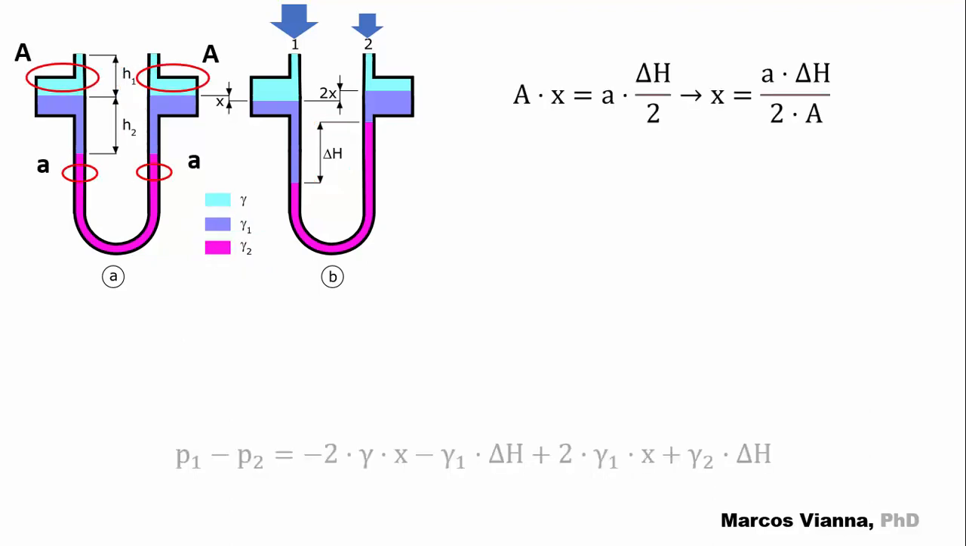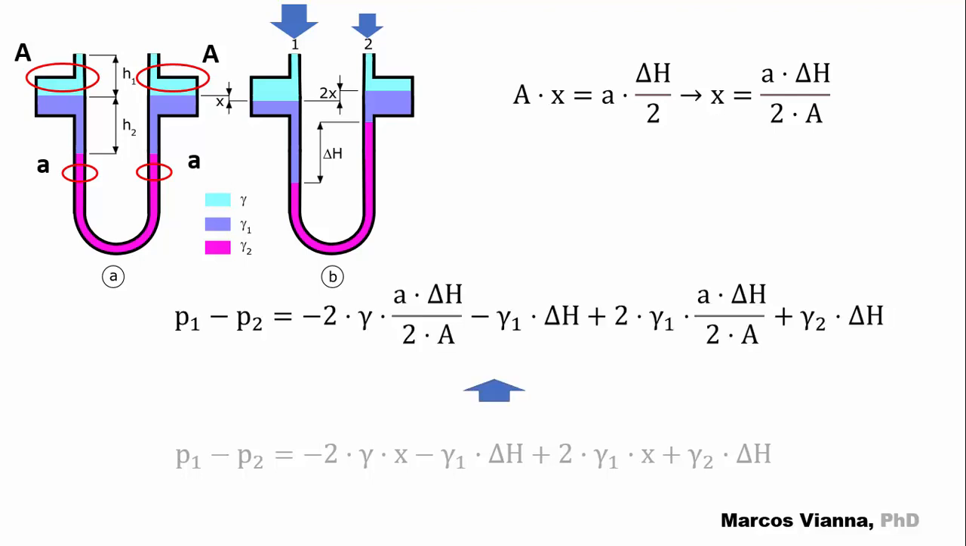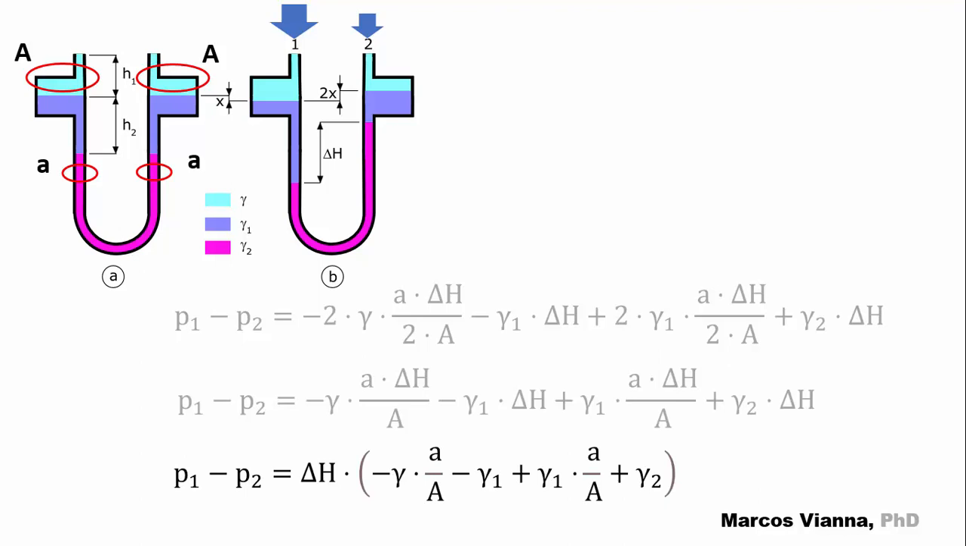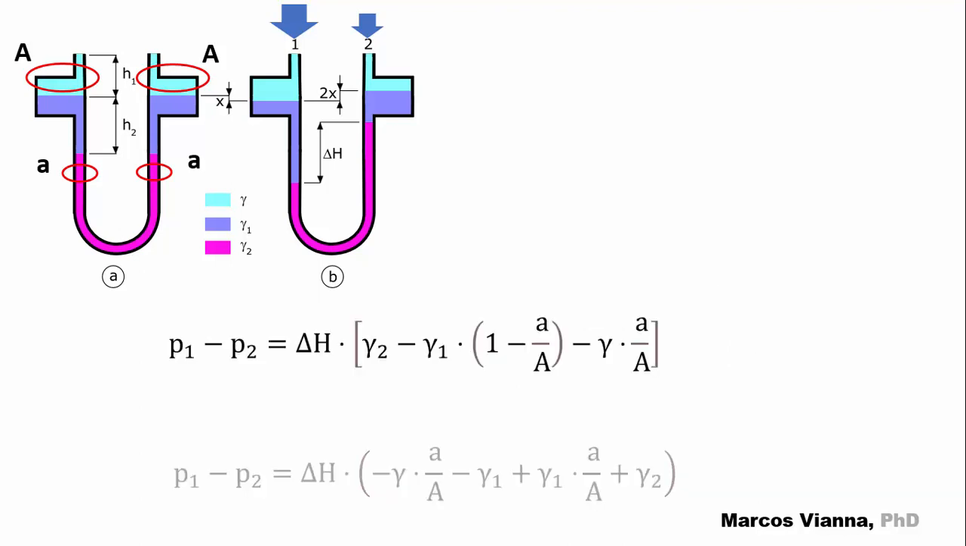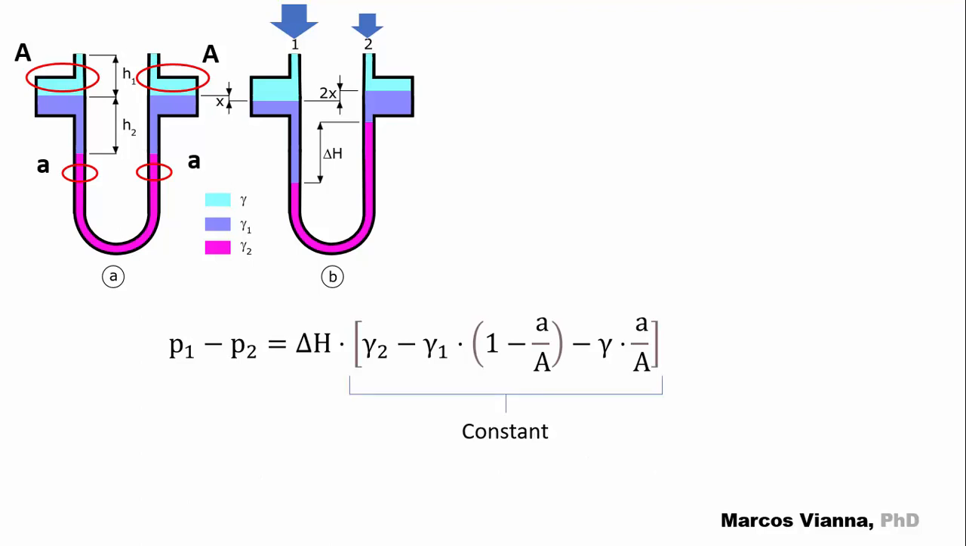Now we'll call capital A the cross-section of the upper reservoirs and A the cross-section of the U-tube. We can write this relationship between them. And the expression turns to this. And successively, after some algebraic work, to this final form. P1 minus P2 equals delta H times gamma 2 minus gamma 1 times 1 minus A over capital A minus gamma times A over capital A. Notice that this term is constant for a given system.